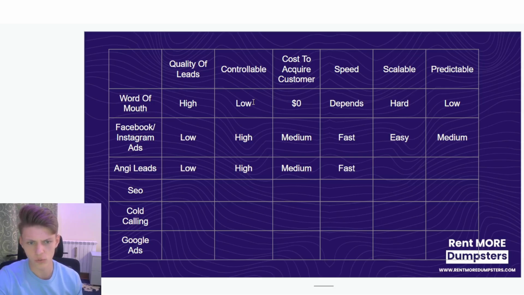You don't need to wait for it. You're just going to buy that list of leads, and it's as fast as possible. So it's good when it comes to speed. The scalable, easy. You don't need to do anything. You're just going to buy more leads from them, and you're going to get more people to call. And how predictable it is, it's as high as possible, because again, you are just going to buy those leads.